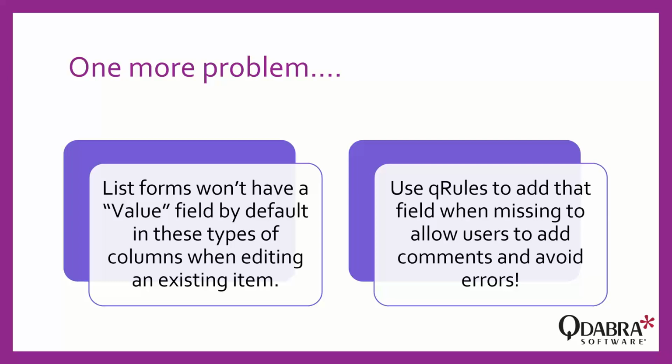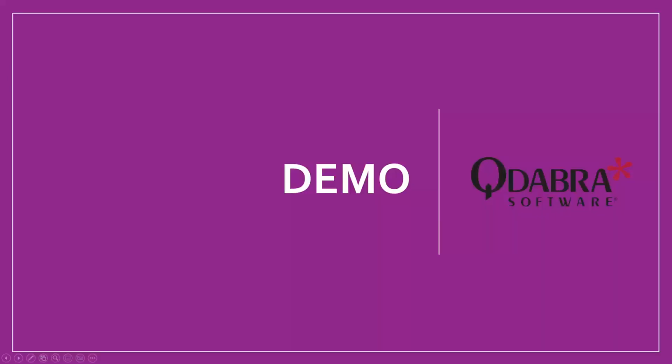And that's a problem because if you don't have an element there in the XML, you get an error, first off. Second off, you can't save the data, so that's a problem. And we can use Q rules to add that field when it's missing so that users can add comments when they're editing existing items. We're going to move straight into the demo, because really all of this stuff is more interesting to see than to talk about.